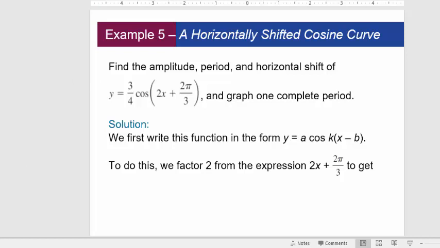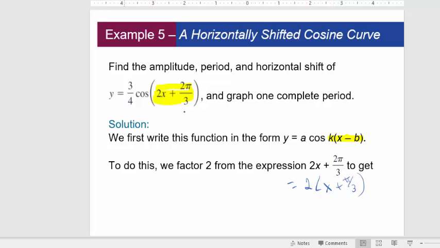So the first thing you want to do with this one is you notice that it's not in our normal form. So what we want to do is we want to factor out that 2 so we can better see what the horizontal shift is going to be. So we're going to write 2x plus 2 pi over 3 as 2 times the quantity x plus pi over 3, right? And then you can see if you distributed that, you would get 2x plus 2 pi over 3, which is what you want.